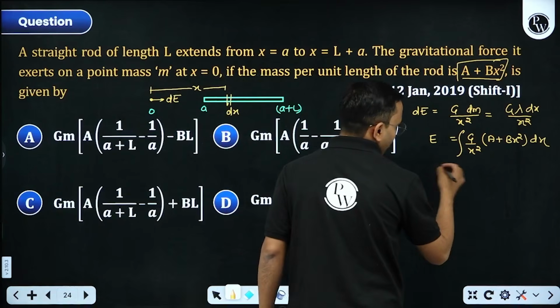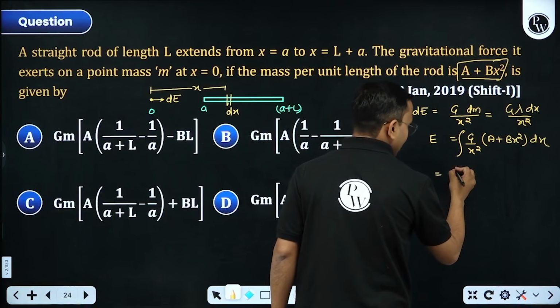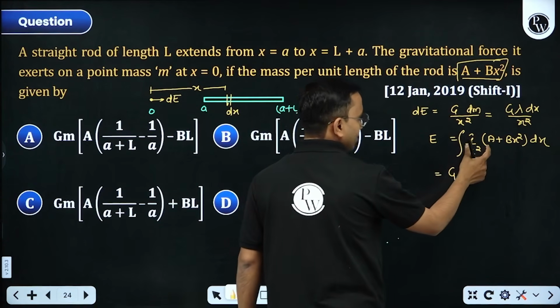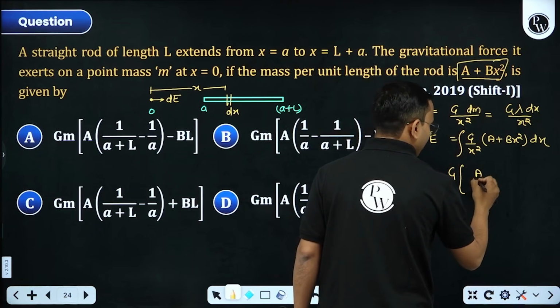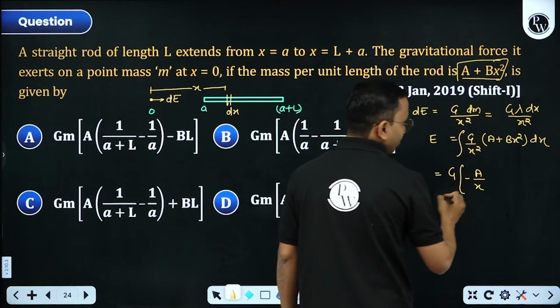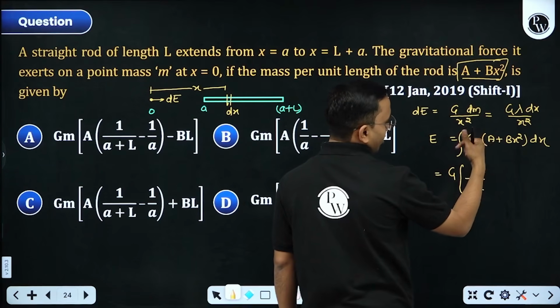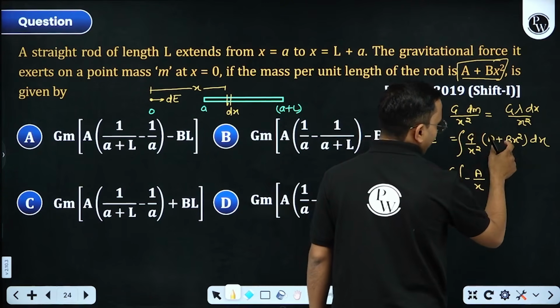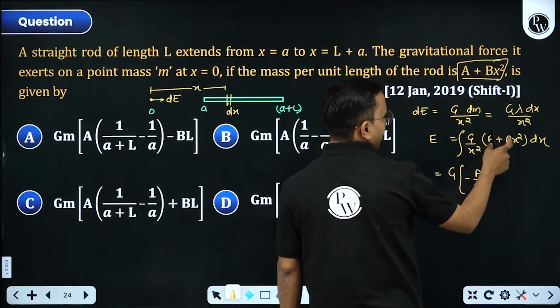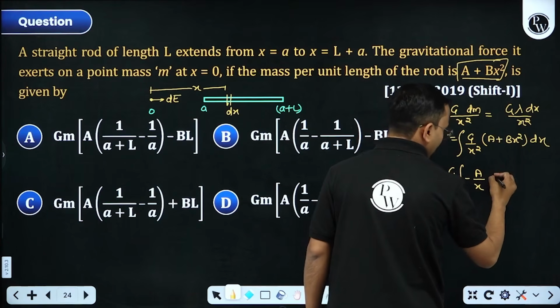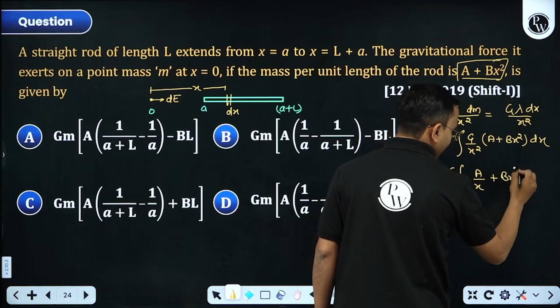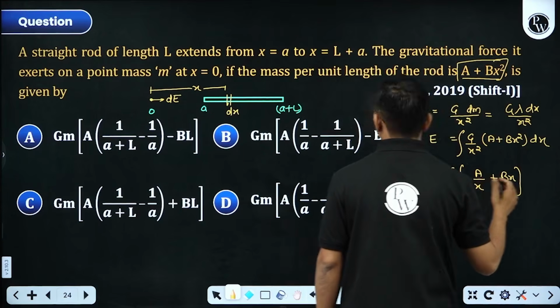So what will it become? When I integrate the first term, this is a by x square, so this will become minus a by x. The integration of 1 by x square is minus 1 by x. And for the second term, it will become b into x. Okay, x square is getting cancelled, only b, so that will become bx. And x goes from a to a plus L.